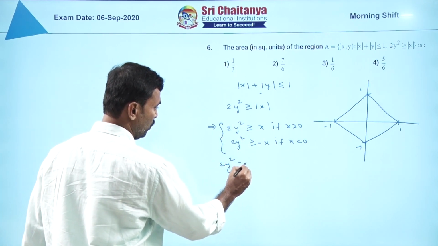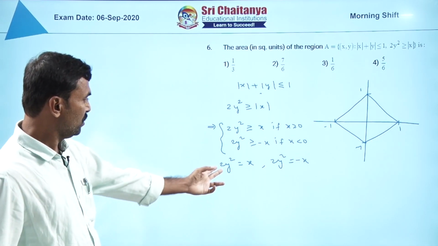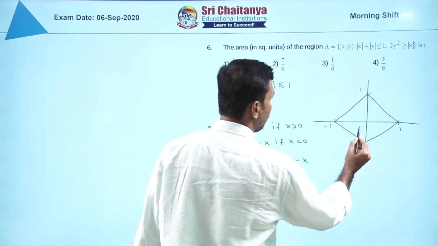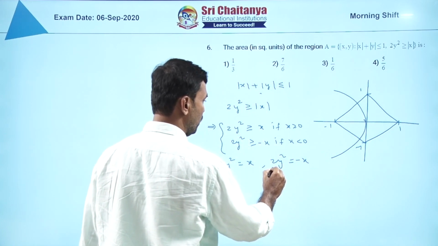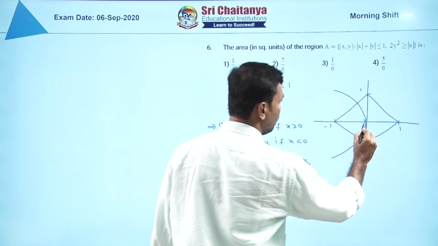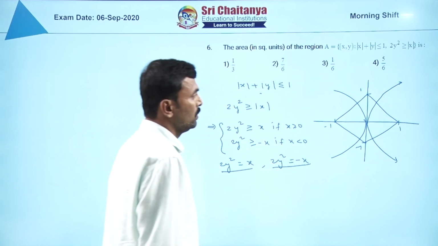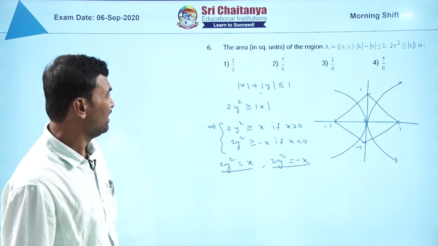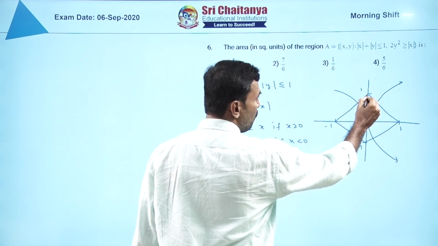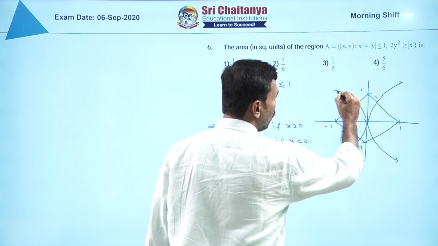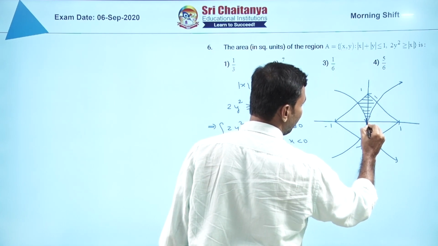2y square is equal to x and 2y square is equal to minus x. So, I am drawing these two parabolas. This is second parabola, this, and this is first parabola. So, our required area A is the area of the region inside the square and outside of these two parabolas, that is this area he is asking.